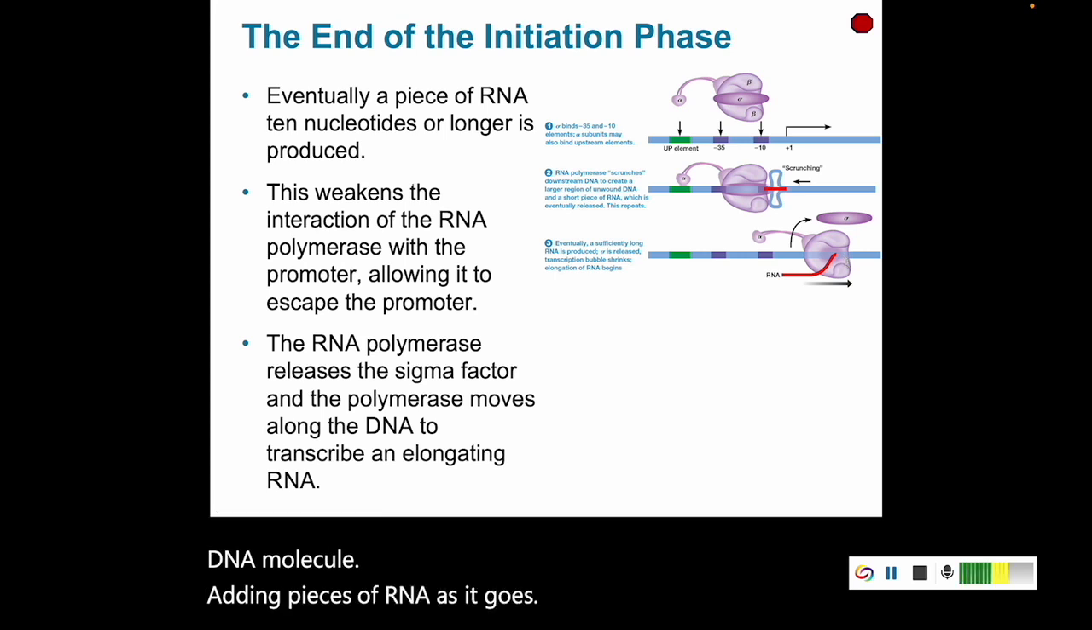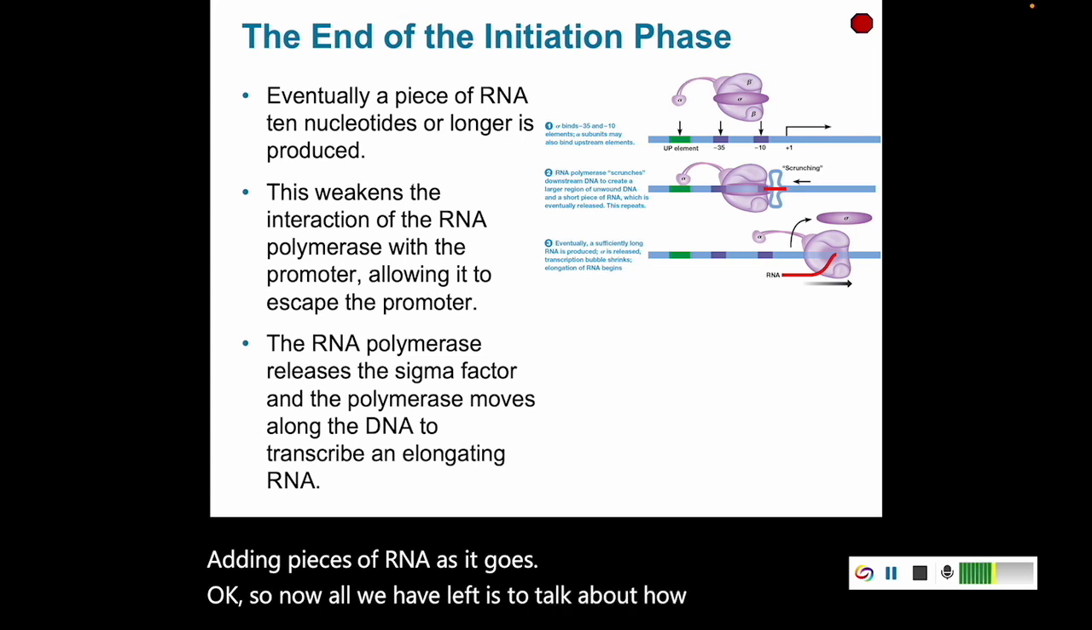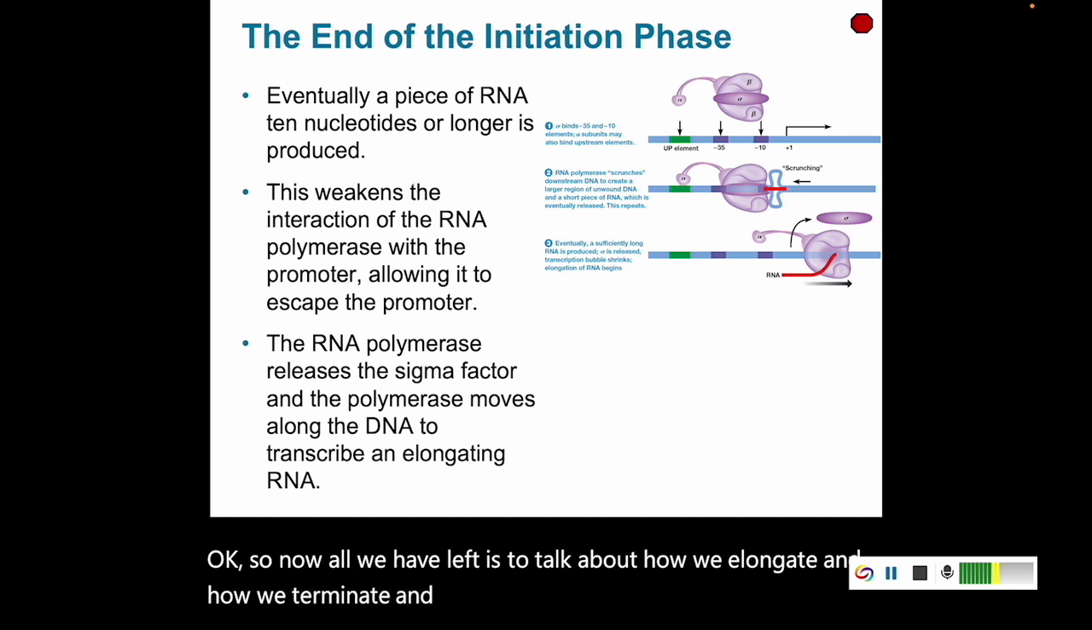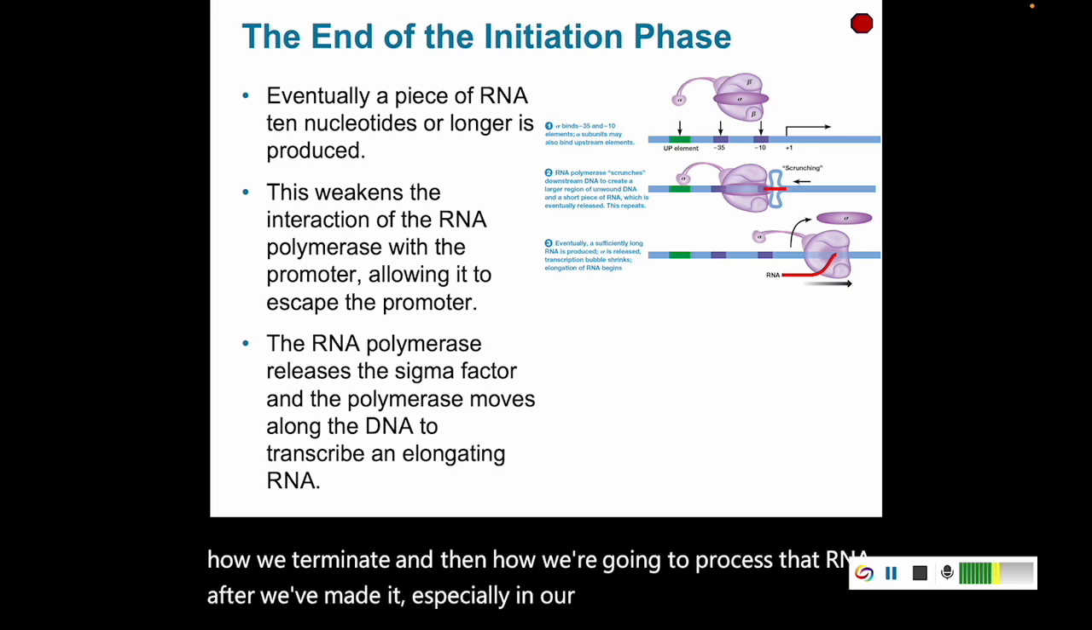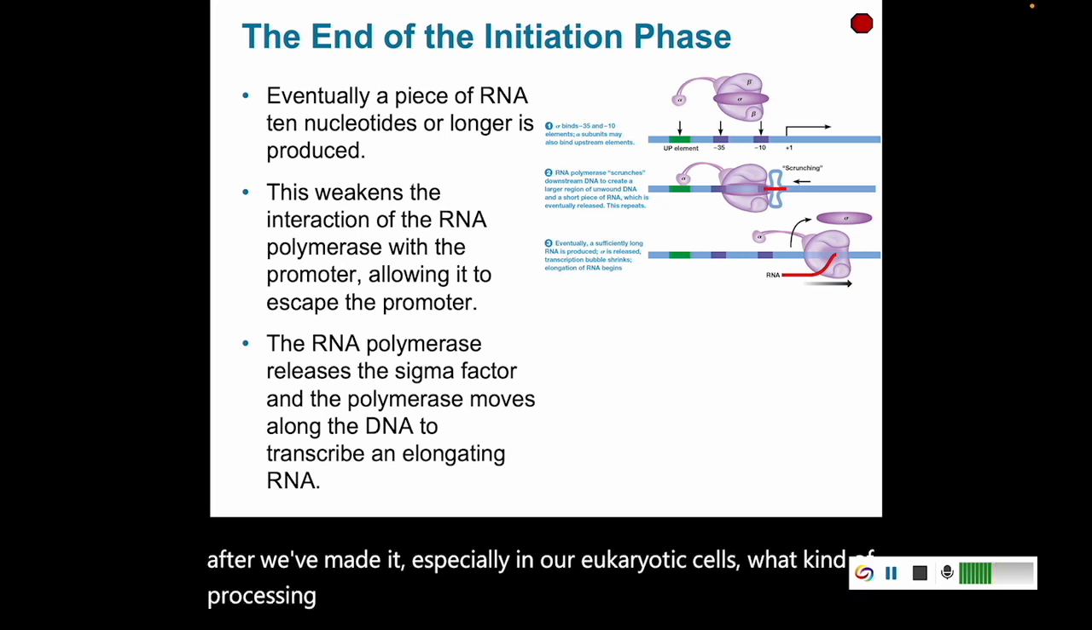Okay, so now all we have left is to talk about how we elongate and how we terminate, and then how we're going to process that RNA after we've made it, especially in our eukaryotic cells. What kind of processing lets the RNA leave the nucleus and go on for translation.